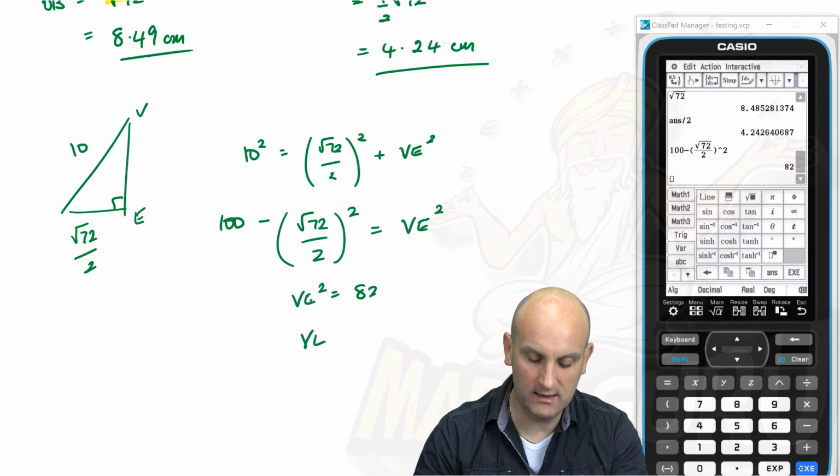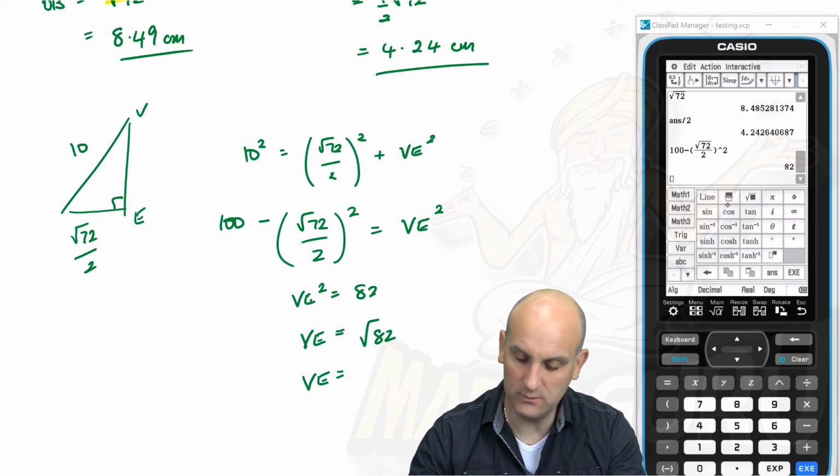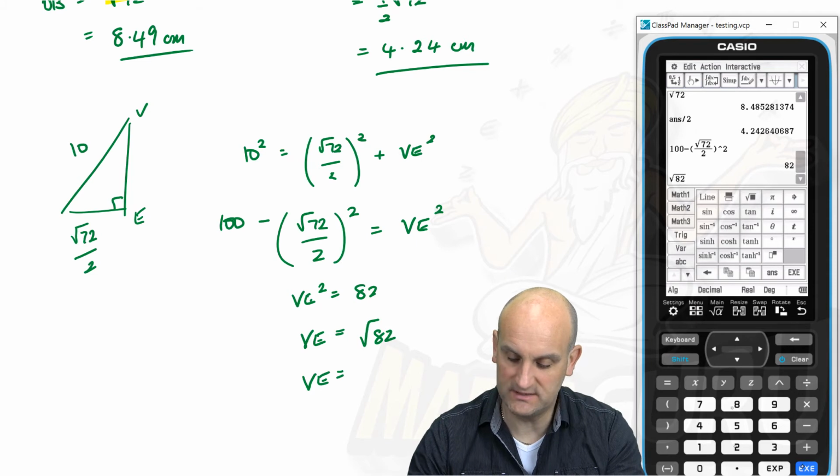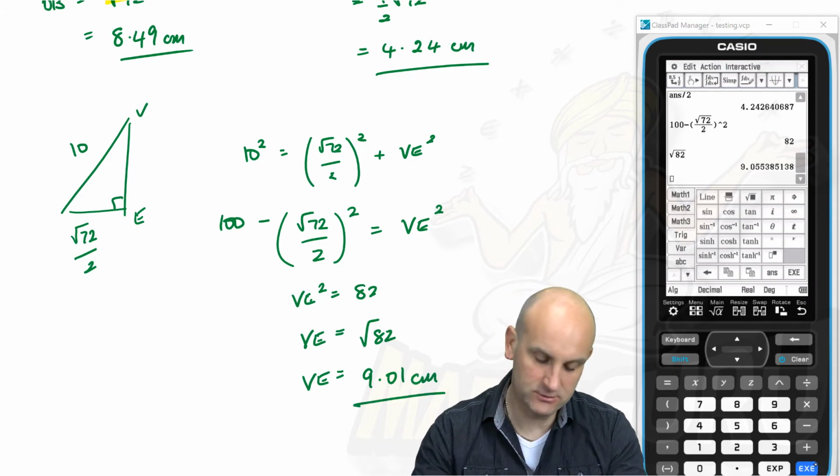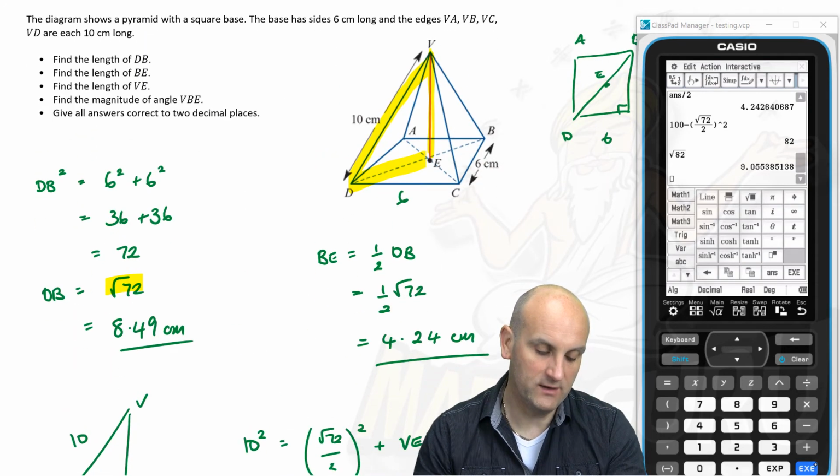And in the same way, I'm going to say that VE is the root of 82. And let's actually work that out because the question wanted a specific length. And that's going to give me 9.01 centimeters. Yay! Scroll back up and see what else it wanted me to do. Find the magnitude of angle VBE.